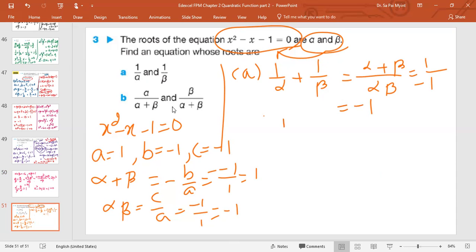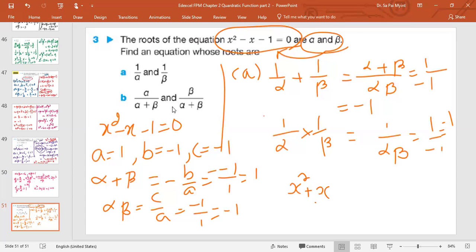And then multiply 1 by alpha, 1 by beta. What do you get? 1 over alpha beta, 1 by minus 1, equal to minus 1. So the required equation is x squared minus sum of the roots, minus, plus x. And then product of the roots, what do you get? Minus 1. Minus 1 here, minus 1. Okay.